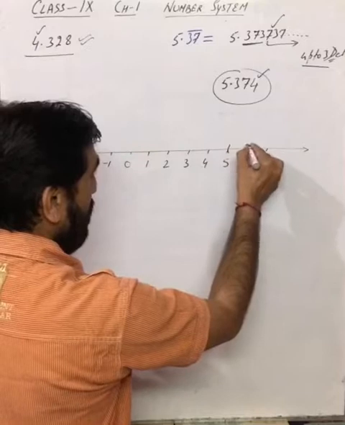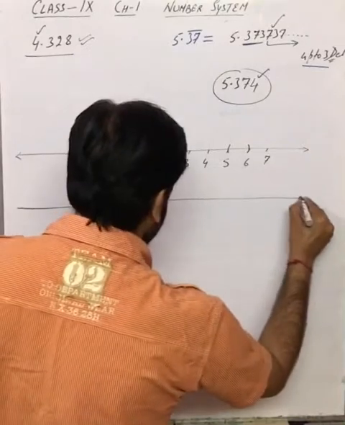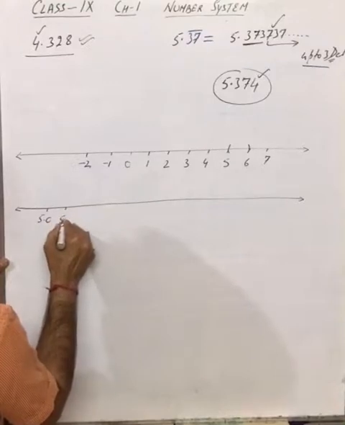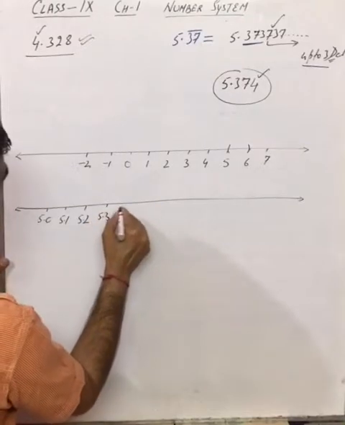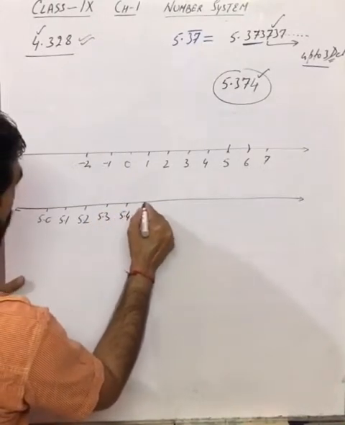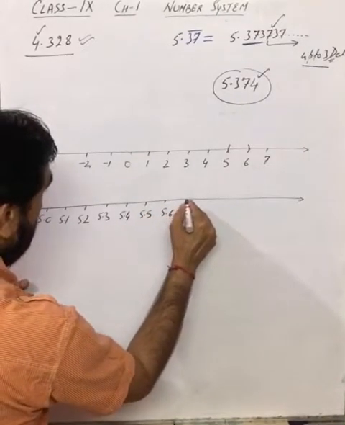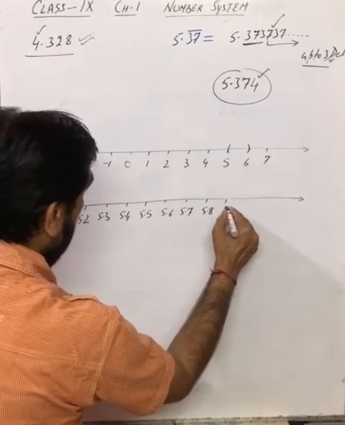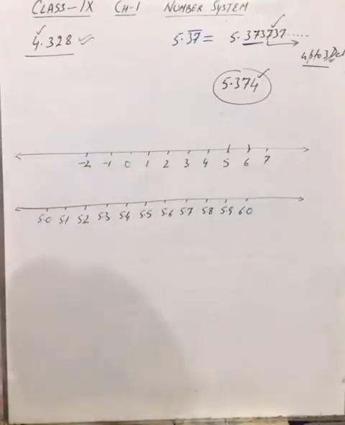So we'll be drawing next number line, which will be starting from, yes correctly, you must be knowing, it will start with 5.0, 5.1, 5.2, 5.3, 5.4, 5.5, 5.6, 5.7, 5.8, 5.9 and the last is 6.0. So I hope aapko samajh aa gayi how to draw these number lines.